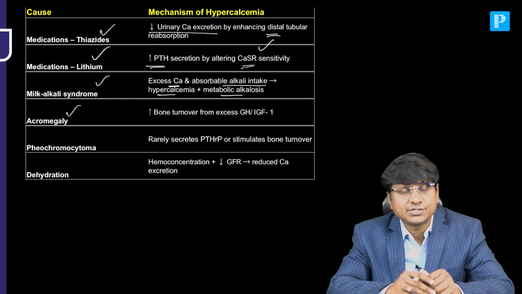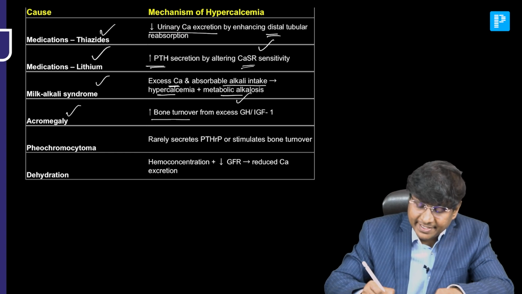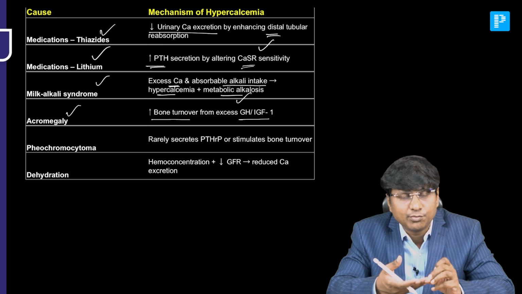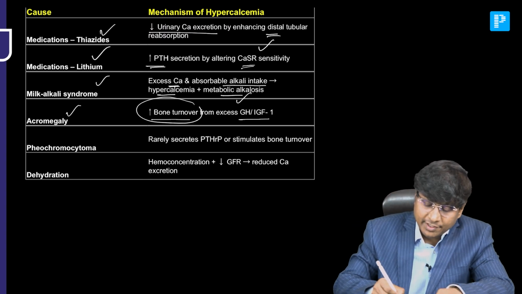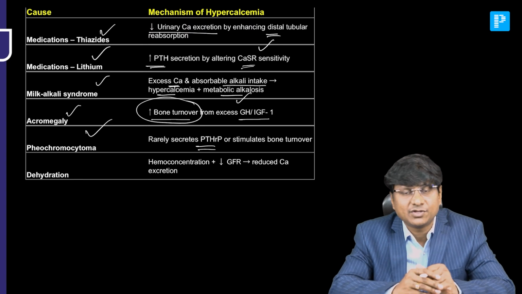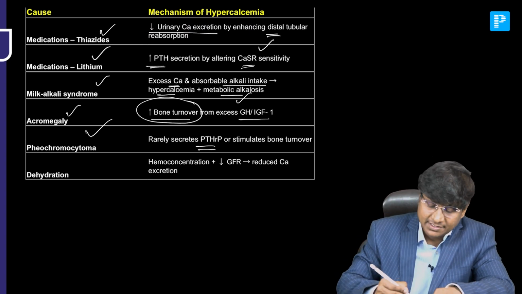Acromegaly, where there is excess growth hormone in adults. In acromegaly, there is increased bone turnover from excess growth hormone and then IGF-1. So with more and more growth hormone or more and more IGF-1, there will be an increase in bone turnover, resulting in hypercalcemia. And pheochromocytoma, this will produce parathormone-related polypeptide, which mimics the parathyroid hormone, and that will increase the calcium level.